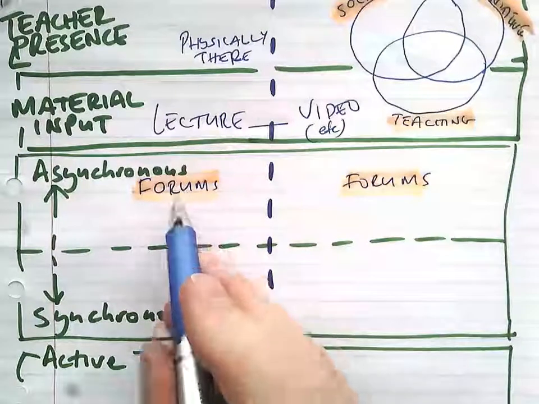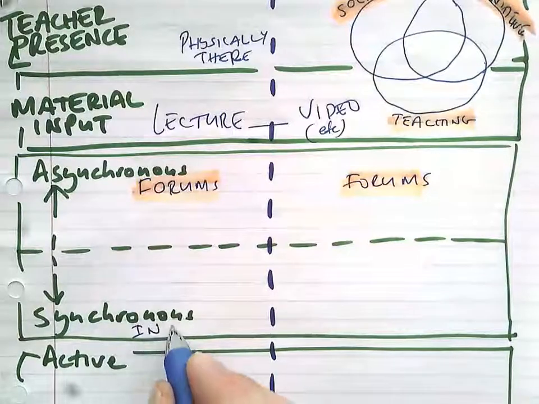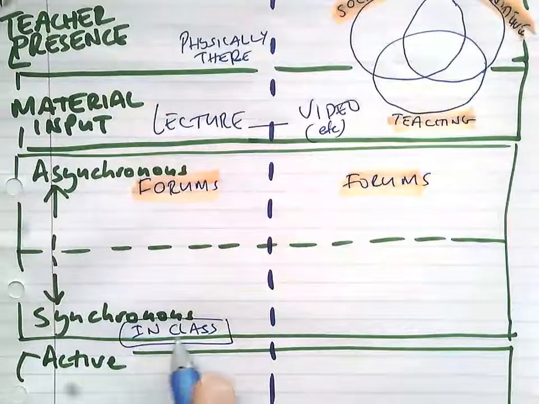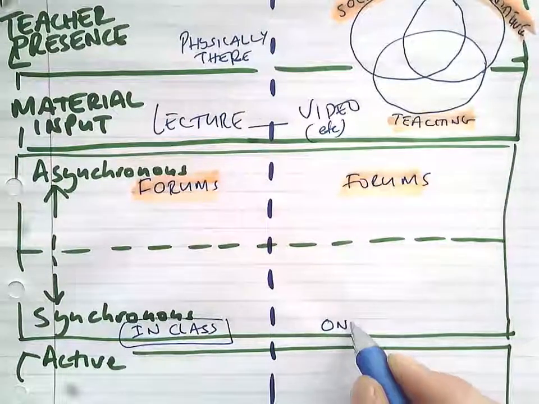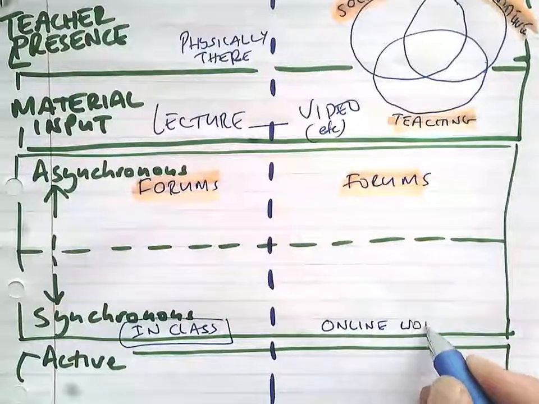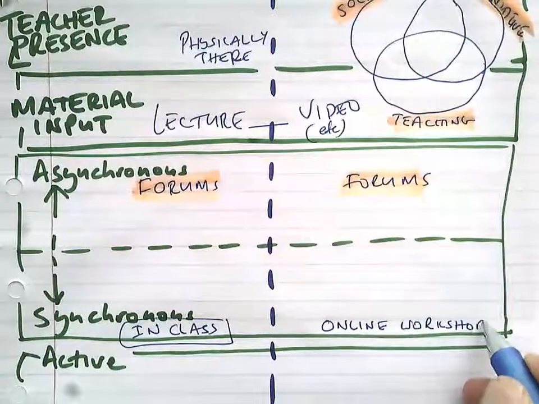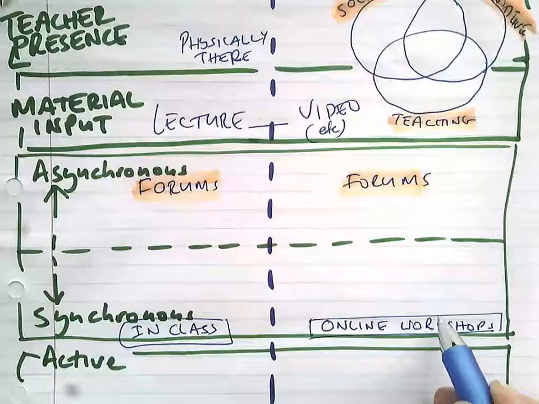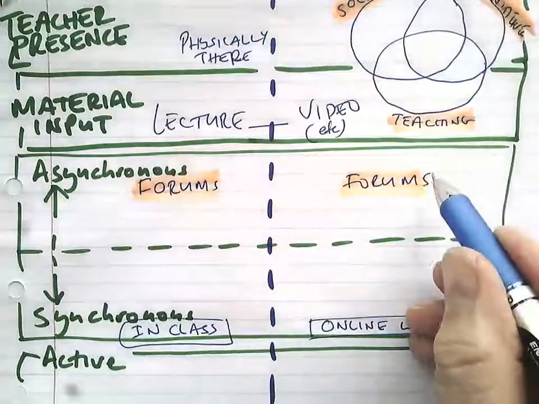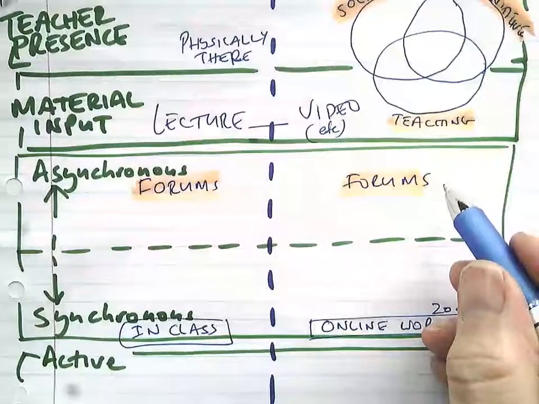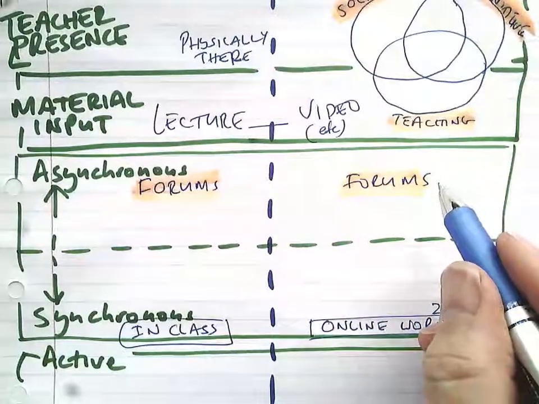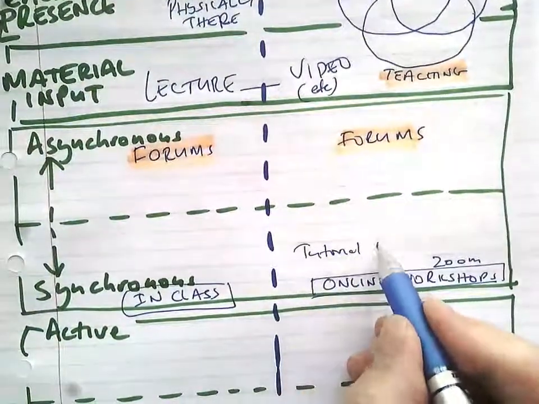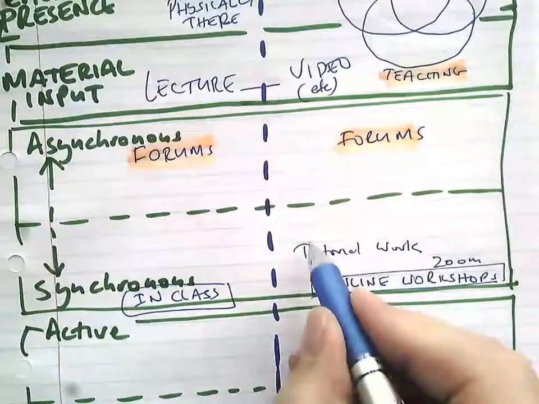Here, with synchronous, you have in-class interactions, and that is just the classic going to class. Here you might have your online workshops, etc. And so these are maybe delivered via Zoom, and this is other kind of interaction which does not require everybody to be there at the same time. So here we have tutorial work. You might even have group work.